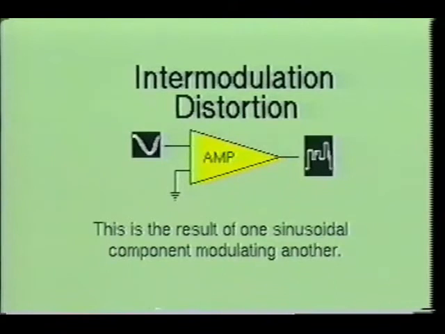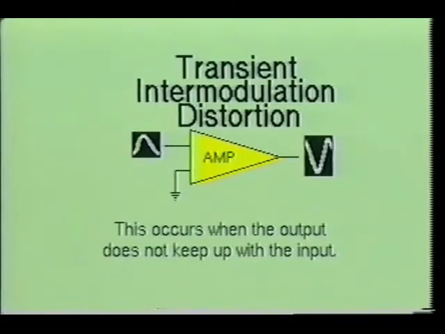Intermodulation distortion is a result of one sinusoidal component modulating another. This creates a new frequency which becomes a part of the output signal. Transient intermodulation distortion will occur when the input signal changes so rapidly that the amplifier cannot keep up. This usually results in distortion on the rise time part of the wave shape.